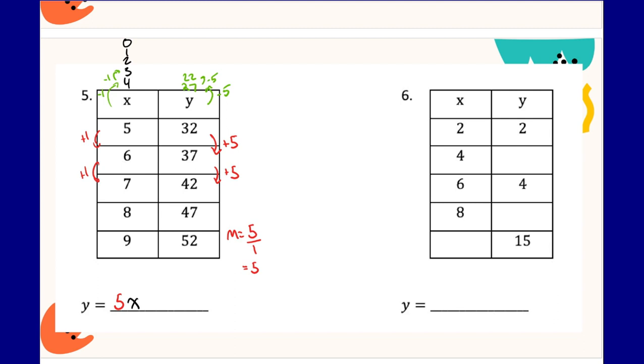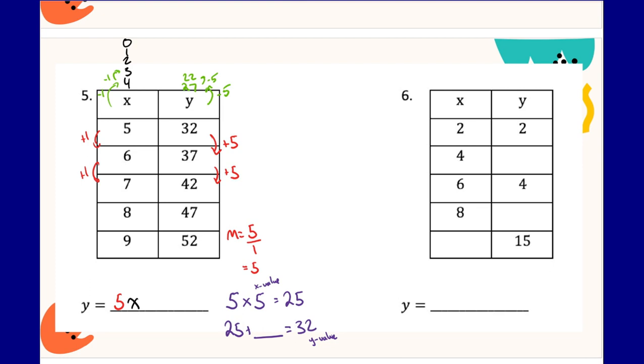What we could do, though, is similar to what we did on the last one. Let's use our table to help us and use our knowledge of the rule. We know we're going to be multiplying each x value by the multiplier. So we know we're going to take 5, which is our multiplier, multiply it by our first x value, which is 5, and we get 25. That's not quite our y value in the table. So we know that 25 plus something has to equal 32, which is our y value.